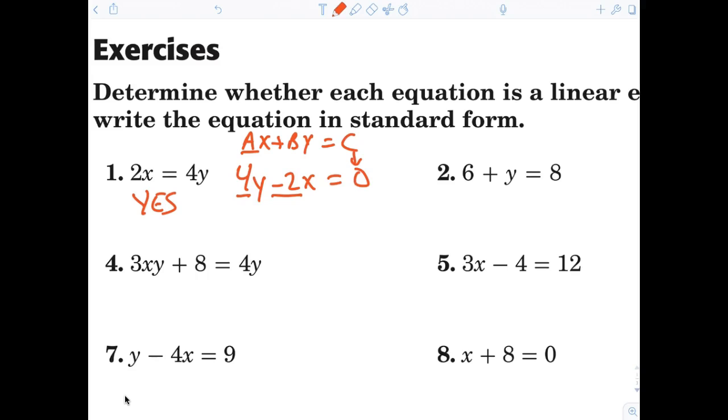Now, be careful with what I just said. The a and the b could actually be 0 also. They both can't be 0.